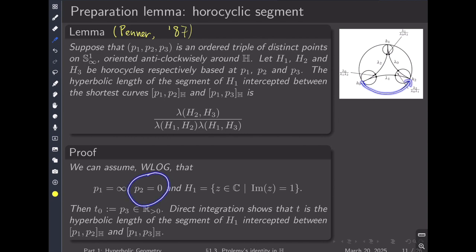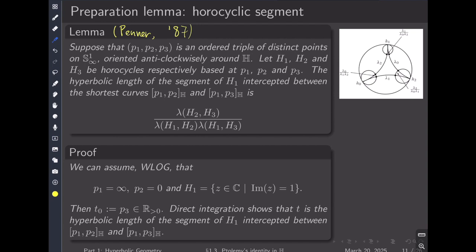Why? Because, again, whatever configuration of horocycles I have, I already know that I can assume without loss of generality that P1 is infinity. P2 is then some real number. If it's 0, okay, it's already 0. If not, then I apply a horizontal translation to make it 0. And then of course I take the original configuration of horocycles and apply this transformation.